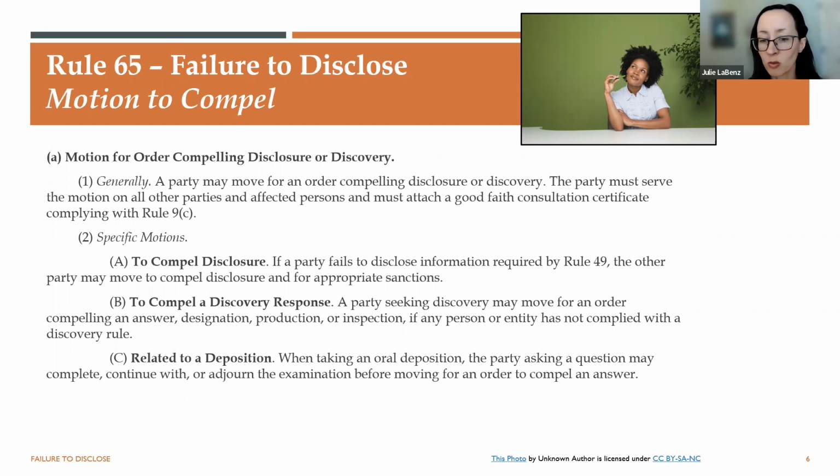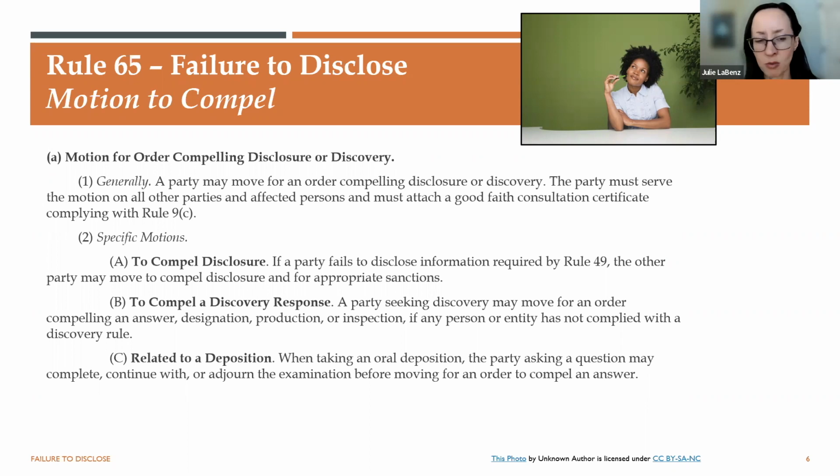If you've served the other side with a discovery request and they didn't respond, either they didn't respond at all, they didn't respond in full, or they provided false or misleading responses, then you can file a motion for an order compelling an answer, designation, production, or inspection if any person or entity has not complied with the discovery rule. And then under C, if there's been a deposition and someone refuses to answer a question, there could be a motion to compel for them to answer the deposition question.